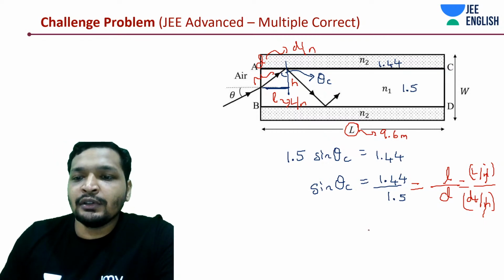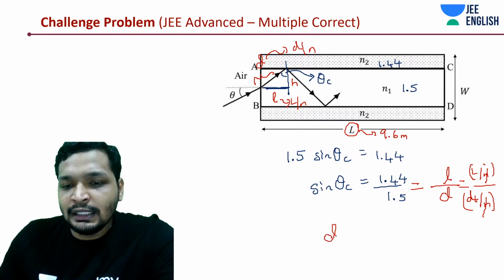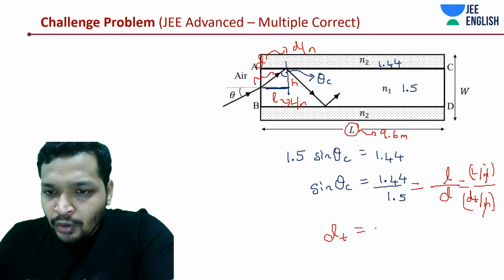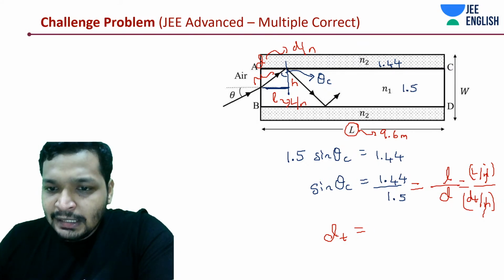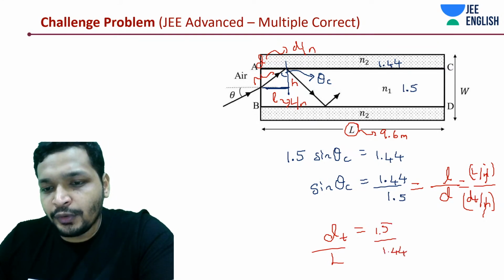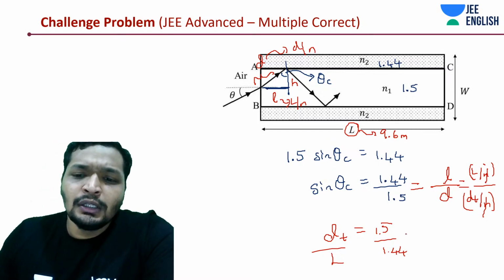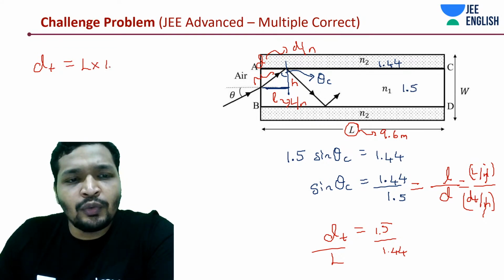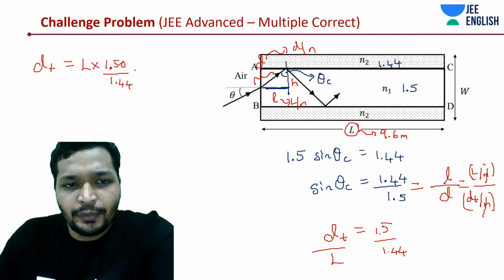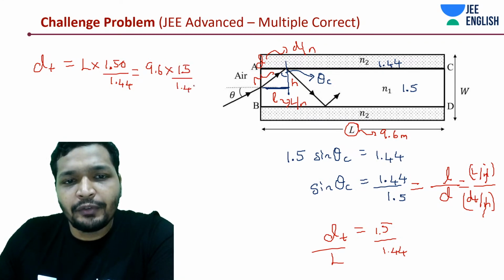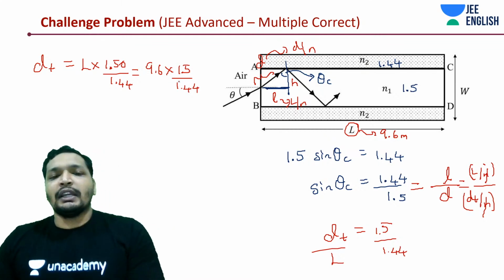Now let's get into the calculation part of it. We need to first of all find out dt. dt by L is how much? 1.5 into 1.444. And dt is equal to L into 1.5 divided by 1.44, which is equal to 9.6 into 1.5 divided by 1.4. If you work this out, you will get 10 meters.